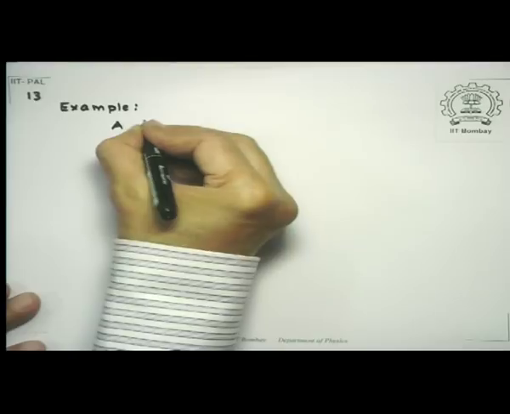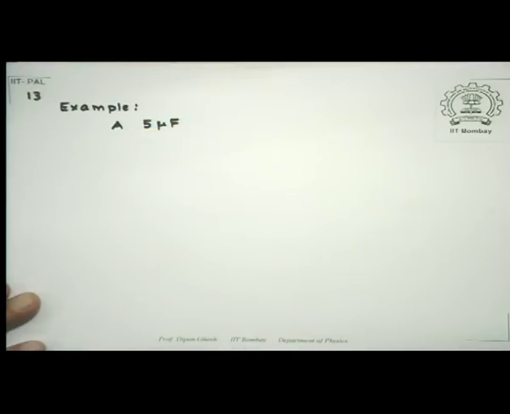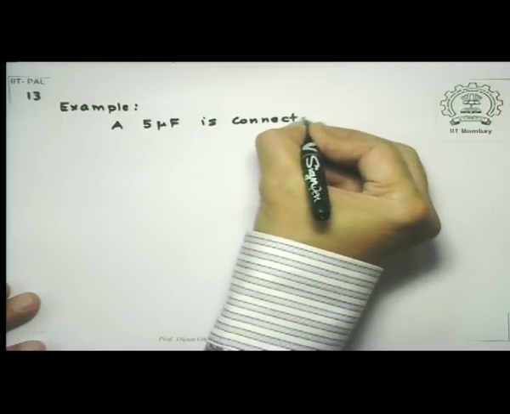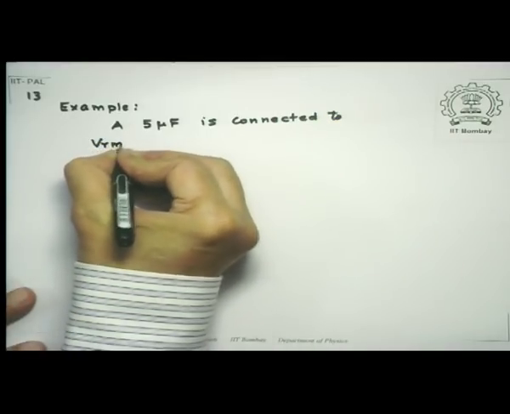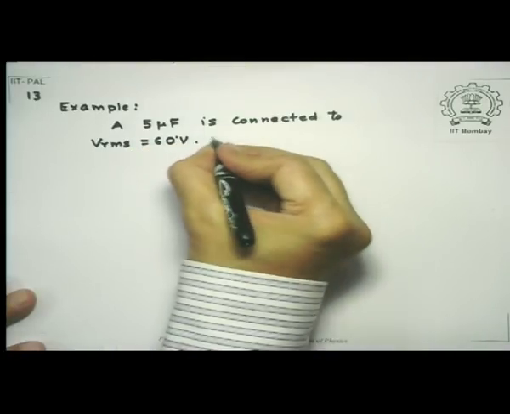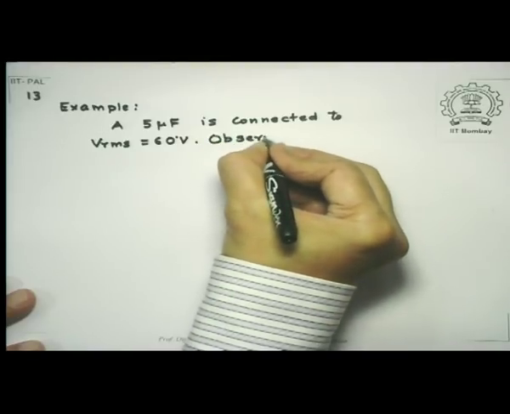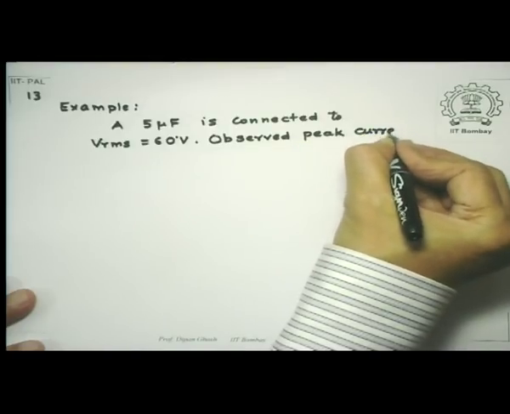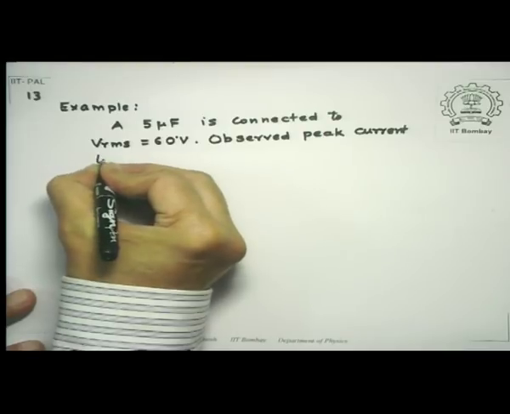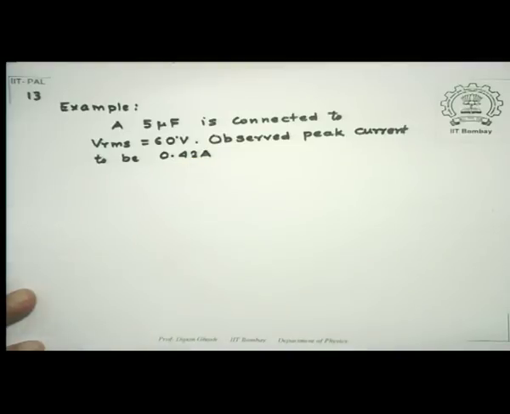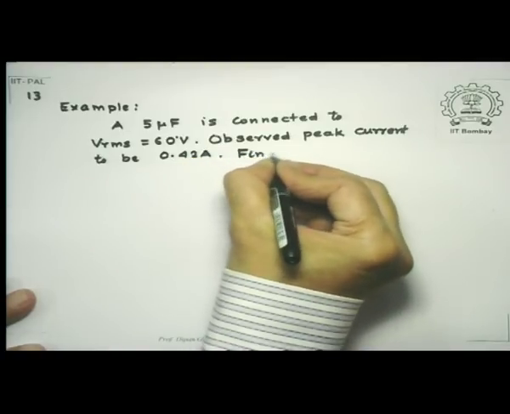A 5 microfarad capacitor is connected to an AC generator with Vrms equal to 60 volts. We observe the peak current, which is the same as the maximum current, to be 0.42 amperes. We are required to find the frequency of the source.